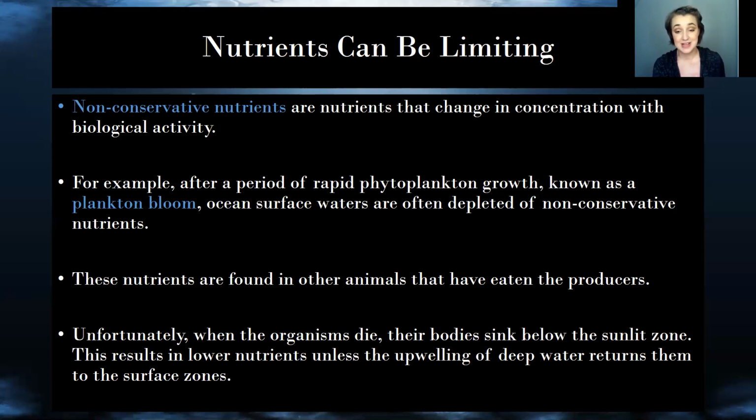So when these organisms die, unfortunately, their bodies are going to sink down below that sunlit zone, where these primary producers aren't going to have access to them. And this is going to cause lower nutrients. So unless you have something like the upwelling that you get from deep water into sunlit zones, they're really going to be out of luck. So if you have an area where those nutrients have been depleted pretty heavily, then you're going to have an area where you're not going to have a whole lot of phytoplankton productivity.